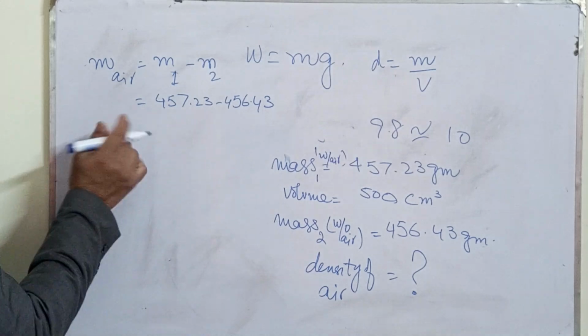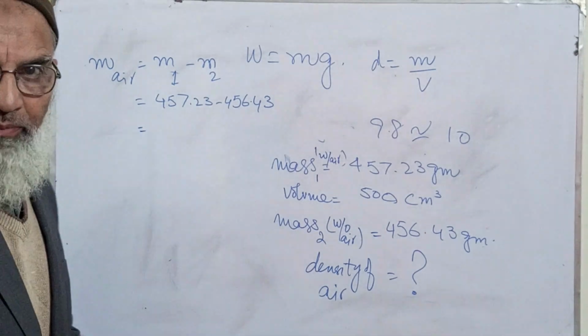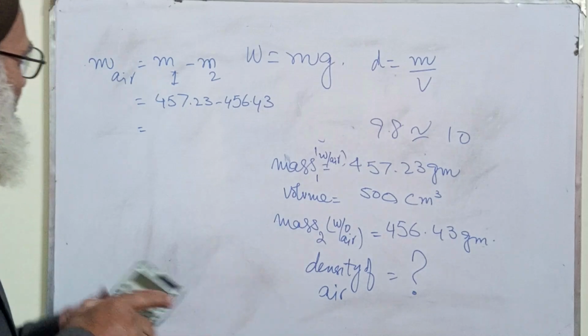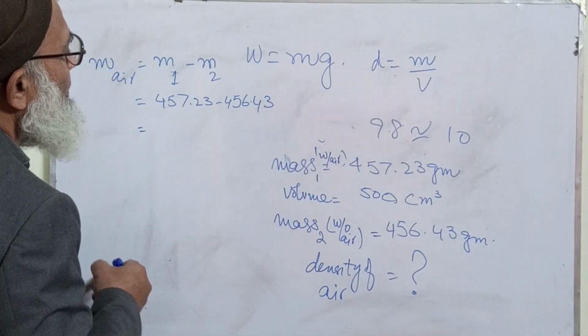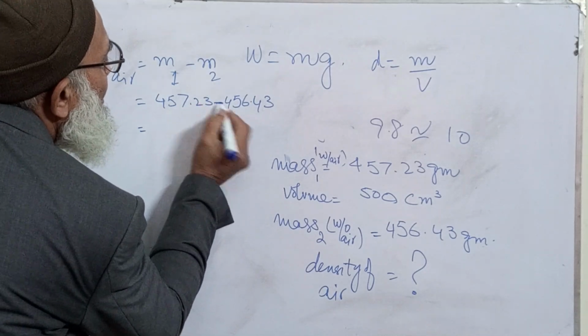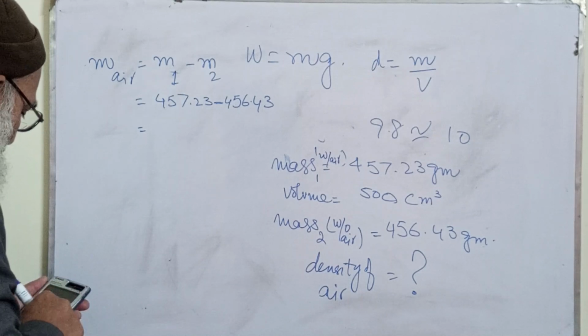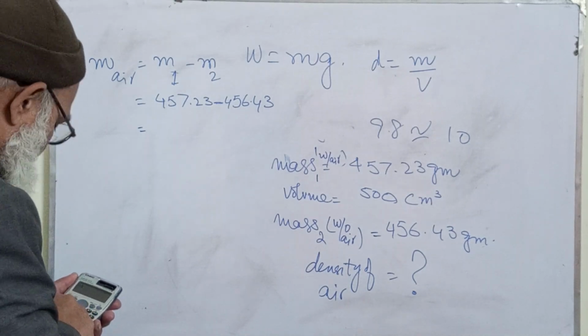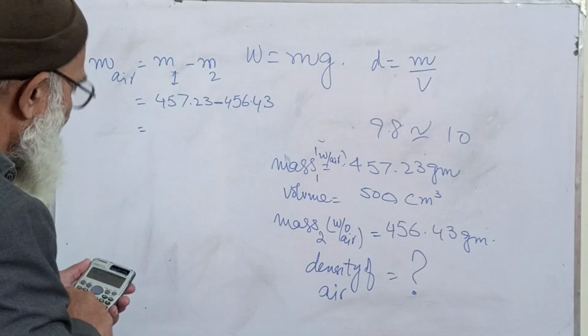Now these both are in grams, so don't bother to write the grams again and again. Now we'll just subtract. This is the sign for subtraction, minus. Now let me do the step: 457.23 minus 456.